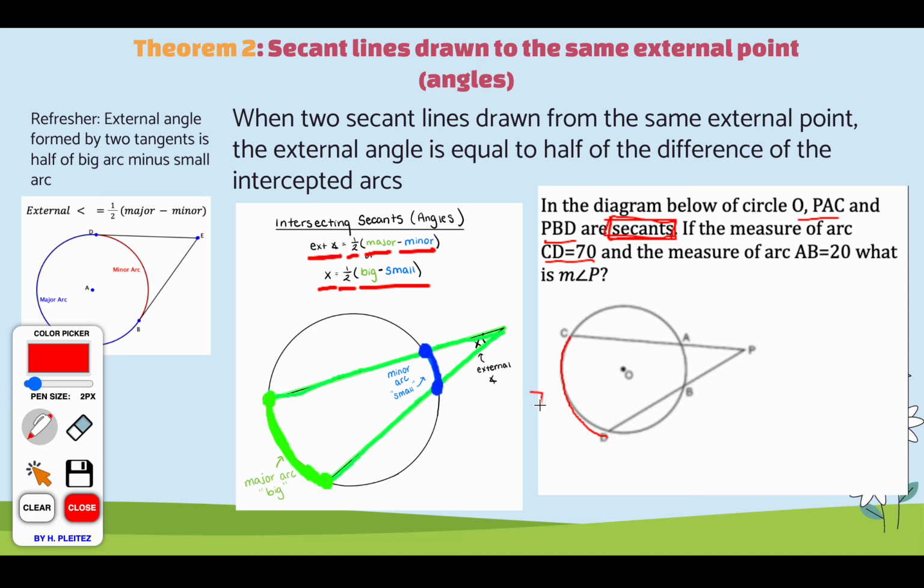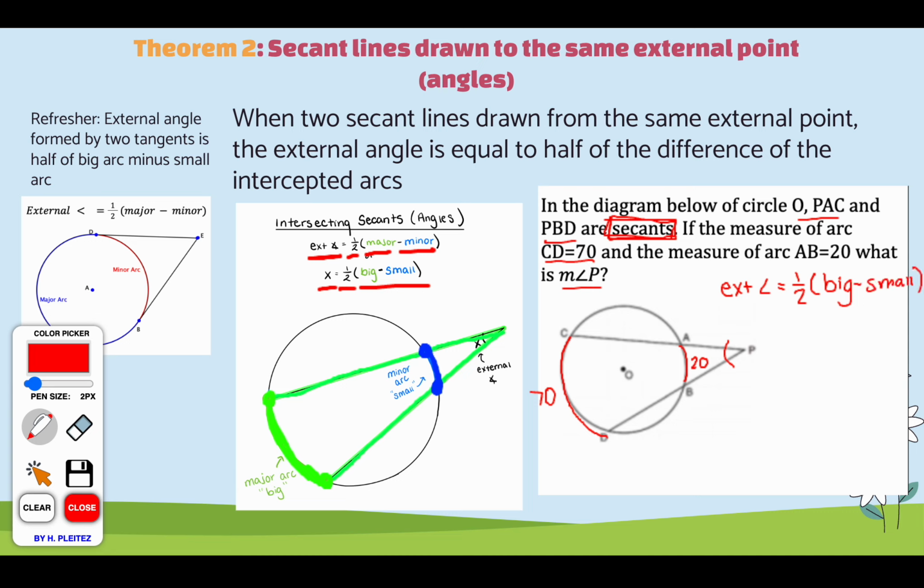Arc CD is 70, and the measure of arc AB over here is 20, and it wants us to find the measure of angle P. Now, angle P is that external angle, right? So, again, I always like to rewrite our formulas out. External angle equals 1/2 of big minus small.